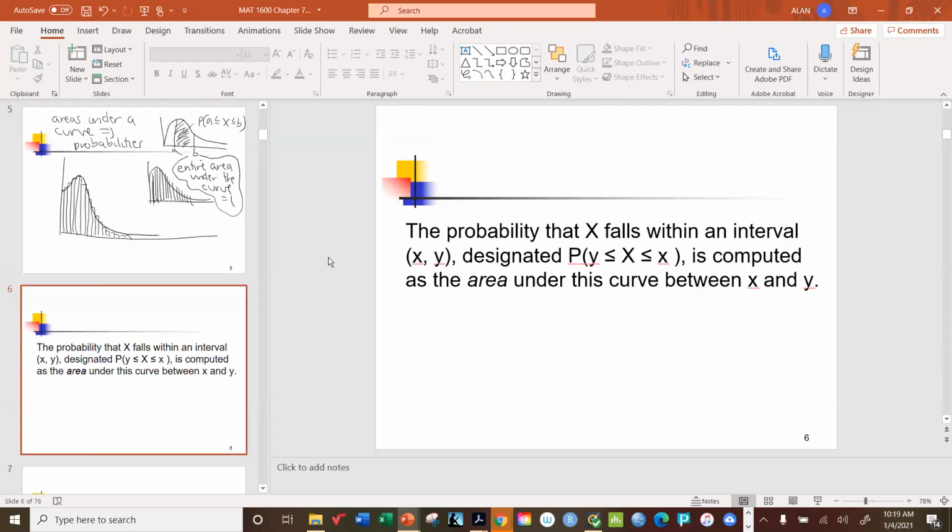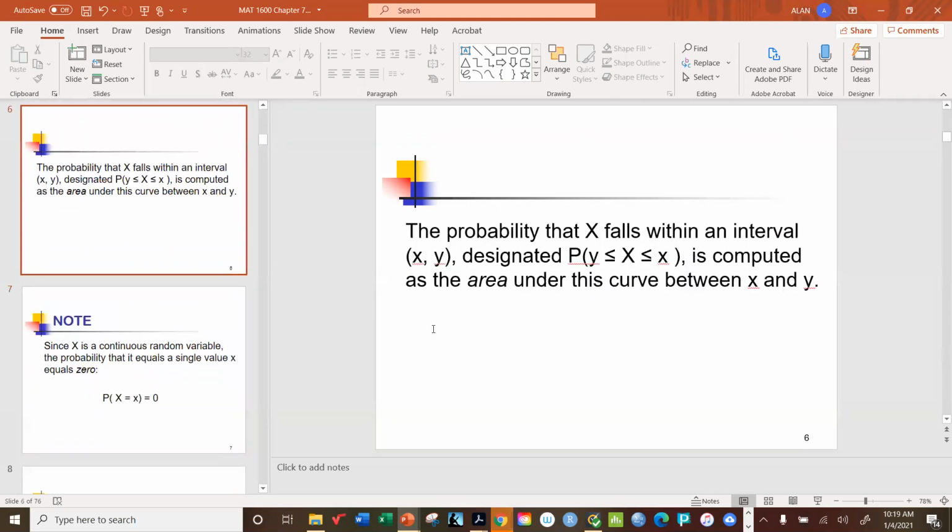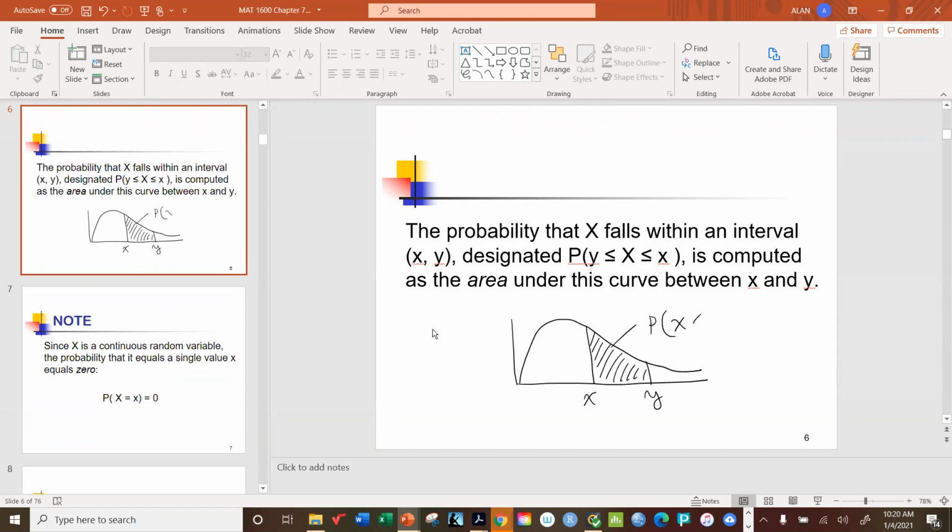Okay, so just in general, the probability that x falls within an interval, here I've got it as x and y, is the area under the curve between x and y. All right, so again, it's a very similar setup. Here's lowercase x, here's lowercase y, and this is the area of interest, and this is the probability of being between those two values.